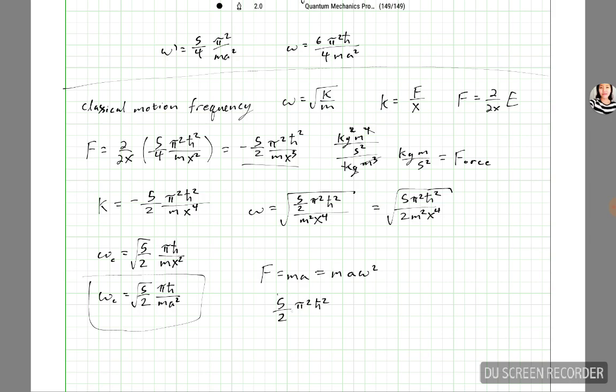Pi squared h bar squared over m a cubed equals m a omega squared. So the a's cancel, the m goes to the other side, so I get 5 halves. I get the exact same thing. So that one goes here. One of the a's cancels out. That equals omega squared. Which it should, I mean, they came from the same place.